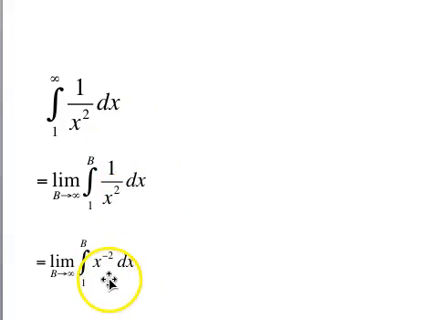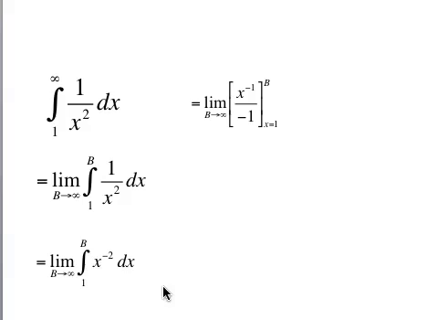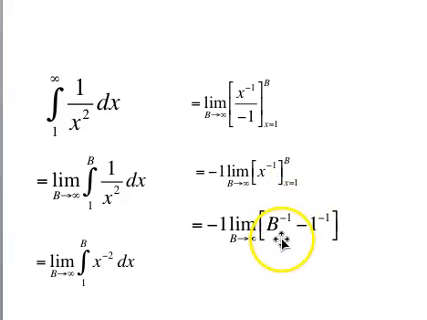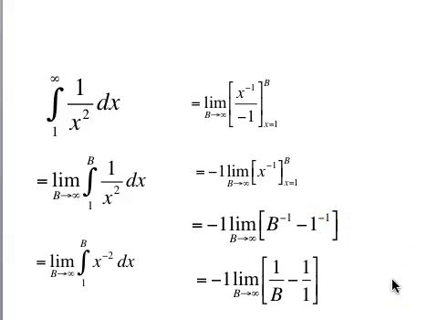Rewriting 1 over x squared is x to the negative 2. And then, of course, increasing the exponent by 1, negative 2 plus 1, x to the negative 1 over negative 1, as x goes from 1 to b. We can pull this negative 1 out in front. So negative 1, limit b goes to infinity, x to the negative 1, as x goes from 1 to b. So plugging in b for x, b to the negative 1 minus 1 to the negative 1. b to the negative 1 means 1 over b. 1 to the negative 1 means 1 over 1, or 1.